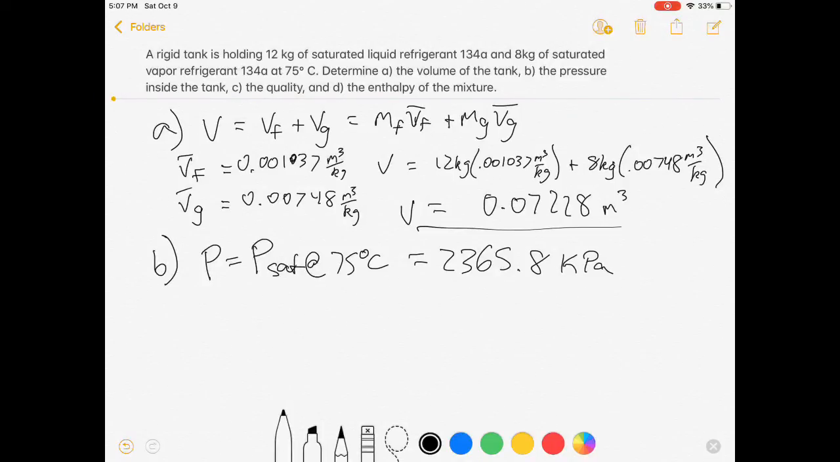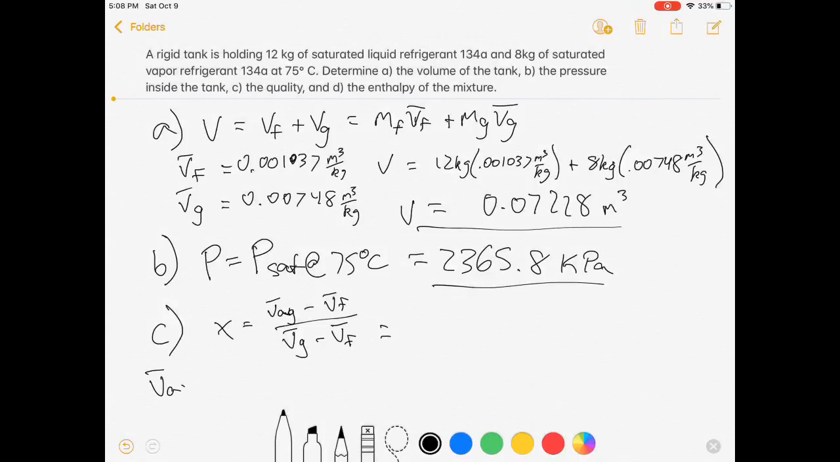Alright, so that's the volume of the tank. We found B, which was the pressure inside the tank. Now C, the quality. The quality is going to equal the average specific volume minus the specific volume of saturated liquid over the specific volume of saturated vapor minus the specific volume of saturated liquid.